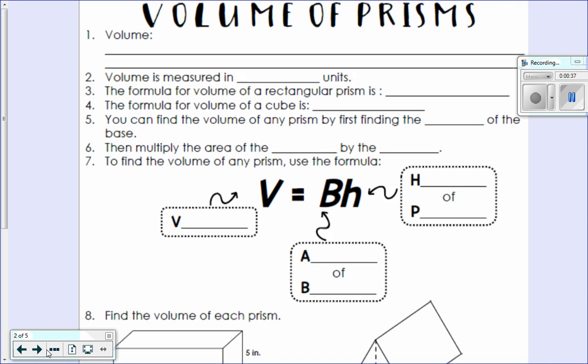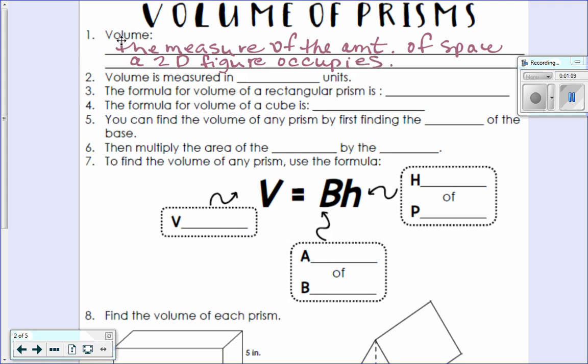So what is volume? Volume is the measure of the amount of space a 2-dimensional figure occupies. Moving into volume. We'll continue that through the beginning of the year. Number 2, volume is measured in cubic units.